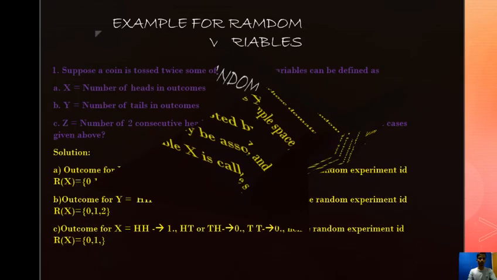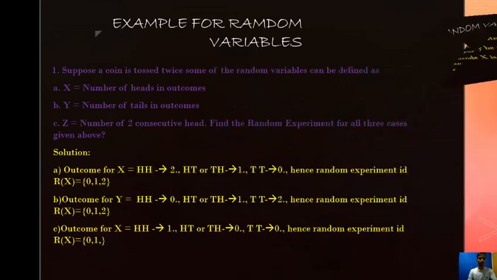Suppose a coin is tossed twice, some of the random variables can be defined as follows. Subquestion A, x is equal to number of heads in outcomes. Subquestion B, y is equal to number of tails in outcomes. Subquestion C, z is equal to number of two consecutive heads. By solving, we will get the solutions of all the three random variables.